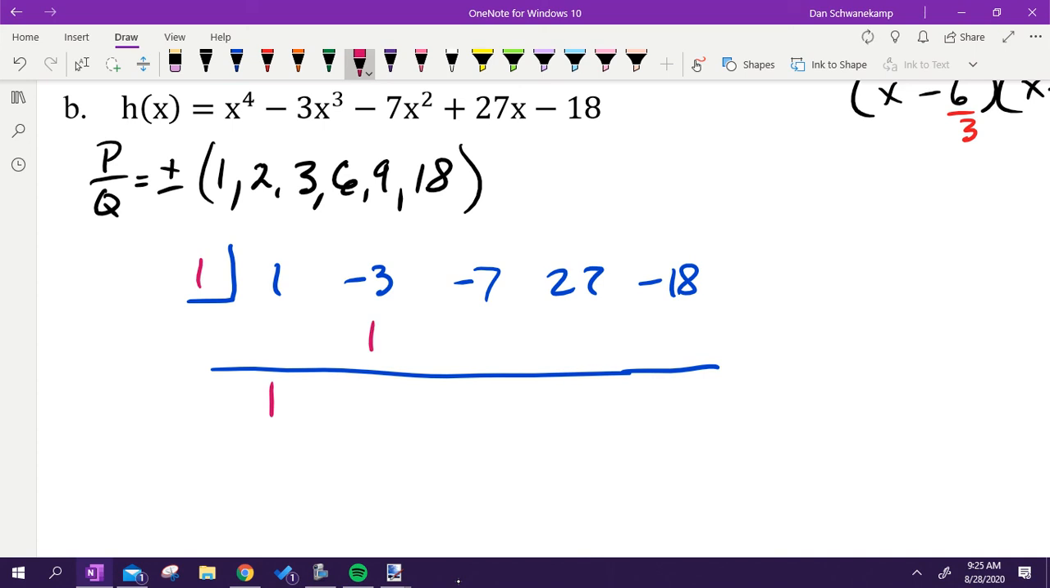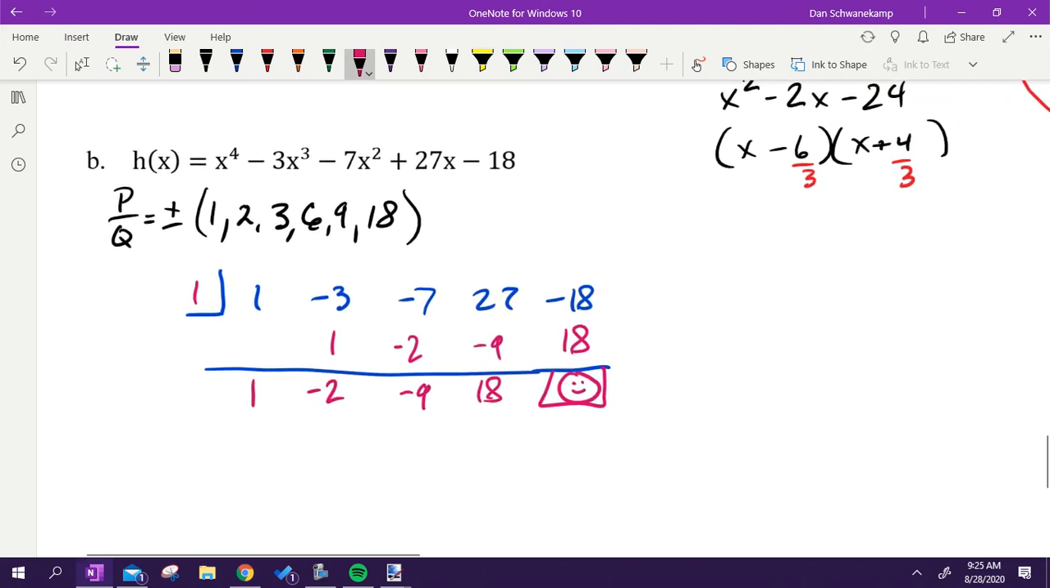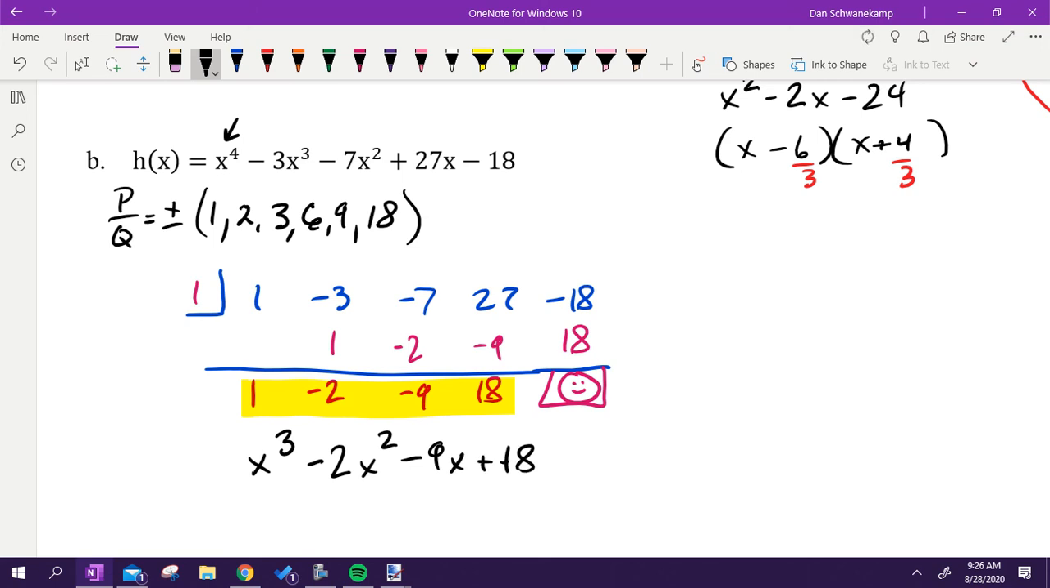Okay, we drop the 1, we multiply, we add, we multiply, we add, we multiply, we add, we multiply, we add, yay! That makes me very happy. You want to get a 1 here because if you don't get a 1, you got to do a lot more work. So cool, we got a 1. What is this 1, -2, -9, 18? What does this represent right here? X to what power? Cubed, because it's 1 less than my starting degree. X cubed minus 2x squared minus 9x plus 18.